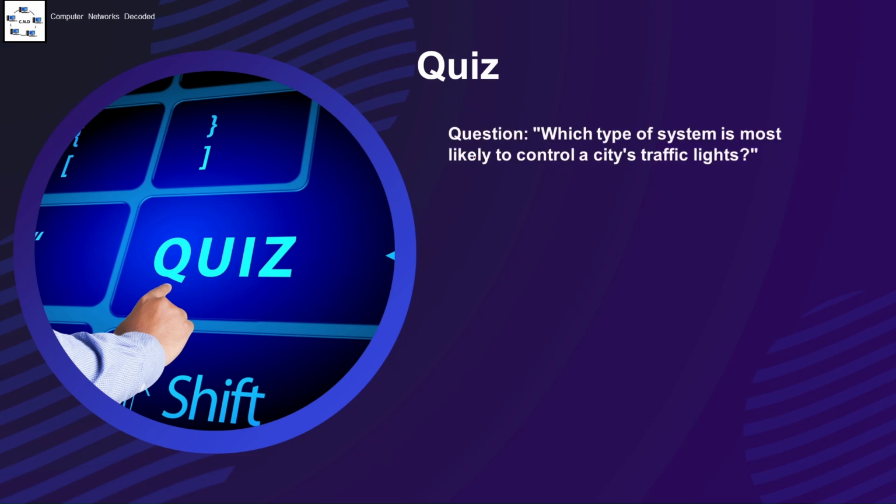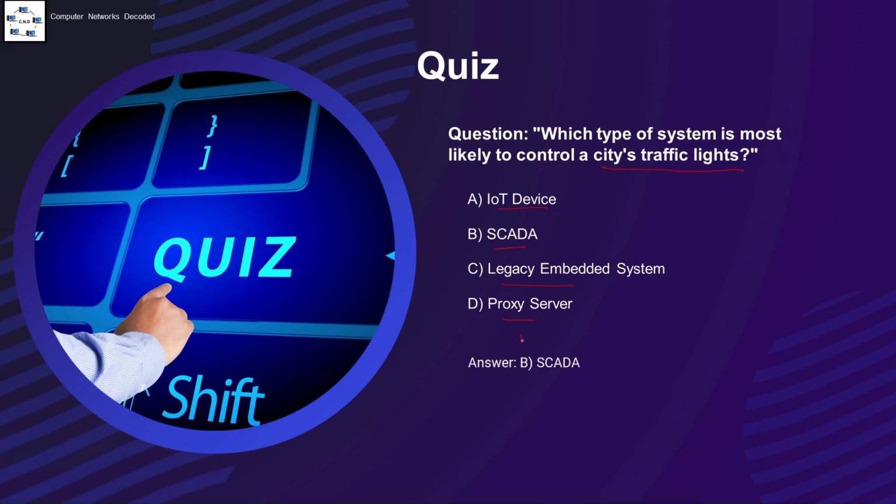So a quick quiz time. Which type of system is most likely to control a city's traffic lights? Options are option A, IoT device, option B, SCADA, option C, legacy embedded system, and option D, proxy server. And the correct option is option B, SCADA.